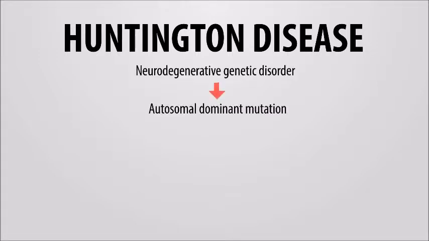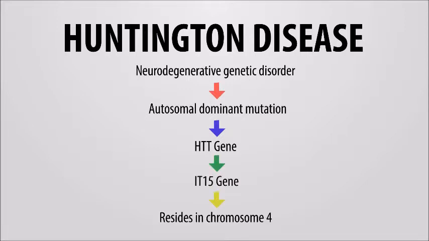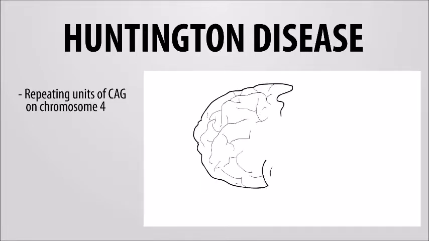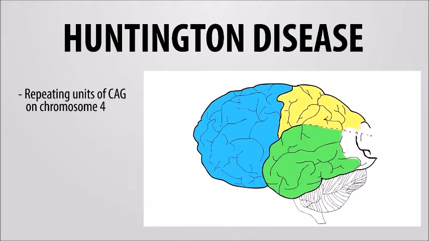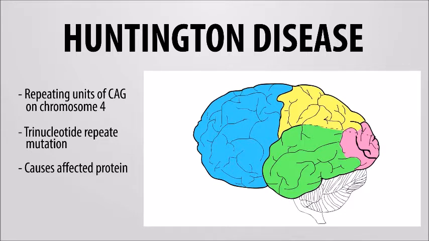Huntington disease. Huntington disease is an inherited neurodegenerative genetic disorder which is caused by an autosomal dominant mutation. This means that one affected copy of the gene can cause the disease. This gene is known as the HTT gene, also referred to as the IT15 gene, which resides in chromosome 4. Repeating units of CAG codons on chromosome 4 are responsible for the disease, and that is a trinucleotide repeat mutation. This mutation causes the formation of an affected protein.